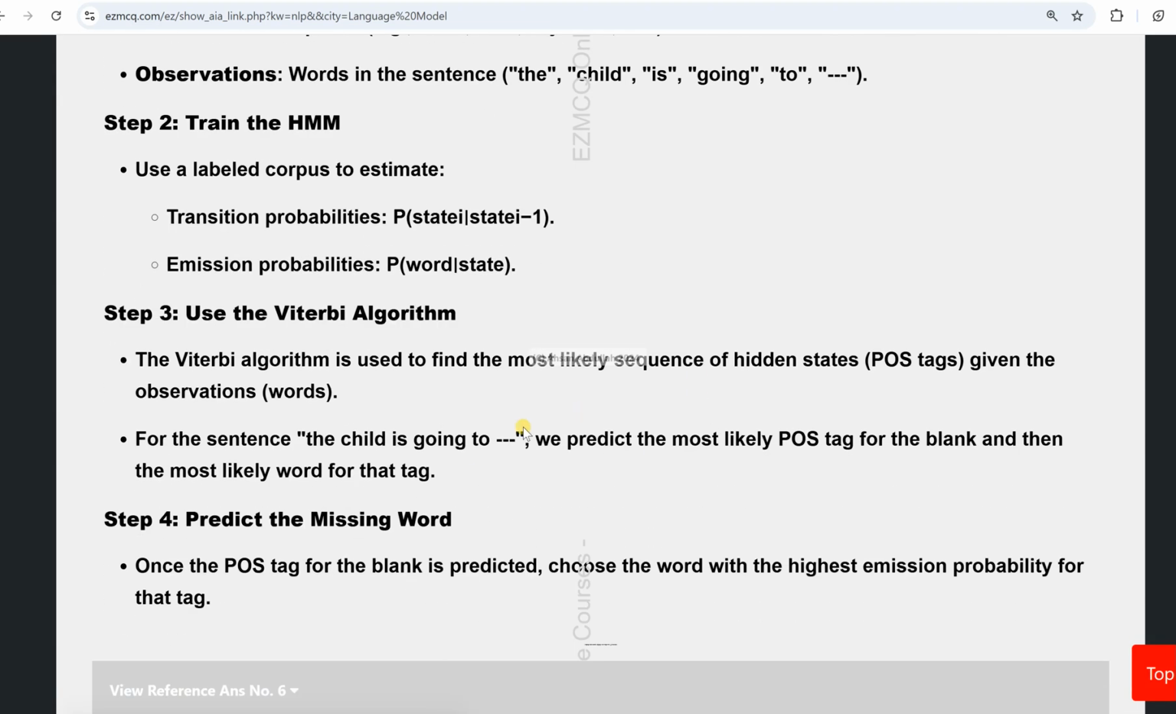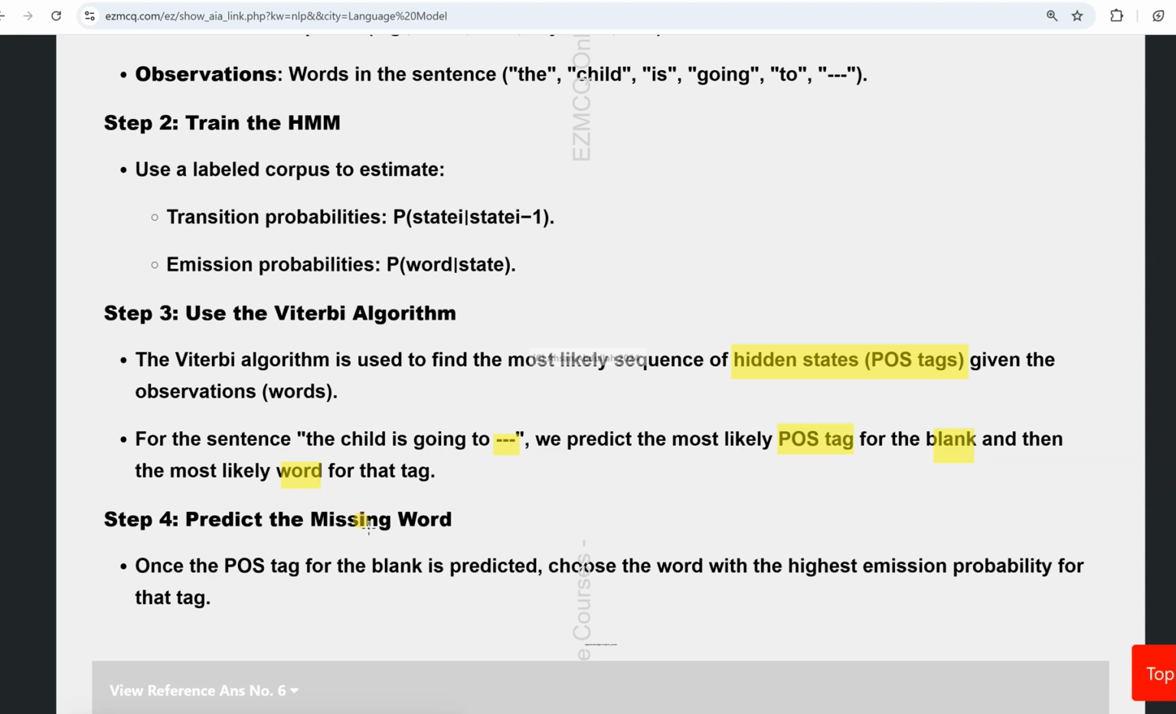And then we use the Viterbi algorithm. So what is the Viterbi algorithm? It finds the most likely sequence of hidden states. What are the hidden states? Part of speech tags. Once we have that tag, we calculate the word corresponding to that tag. So for the sentence, we predict the most likely part of speech tag for the blank, and then the most likely word corresponding to that tag. I'll show you that in the next question.